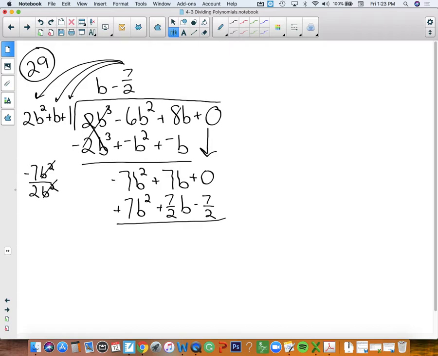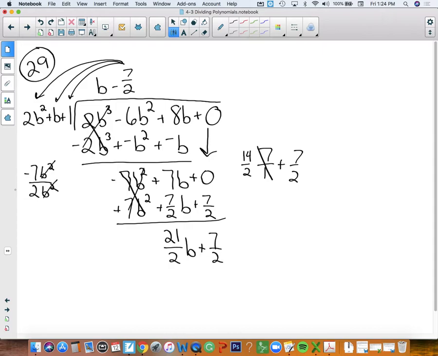Change your signs because we want these to cancel, and then we have to add. So yes, we are adding fractions. All right, so if we do the 7 plus 7 halves over here, 7 over 1 plus 7 over 2, this one will turn into 14 halves, okay, which will give me 21 halves. So this will be 21 over 2 b plus 7 over 2. Okay, now that will be your remainder.